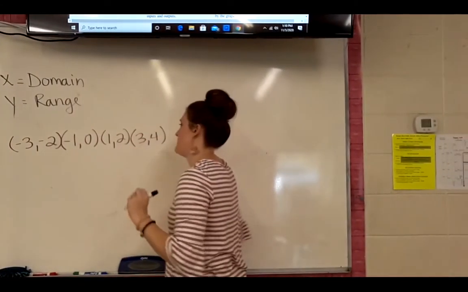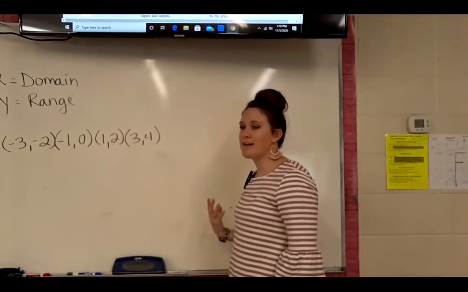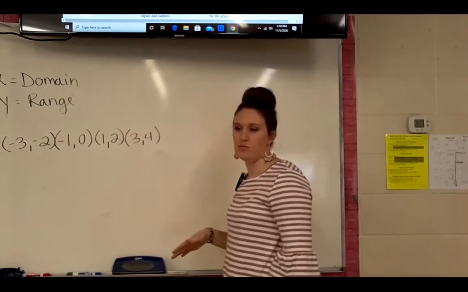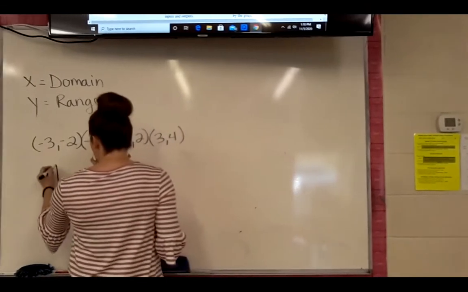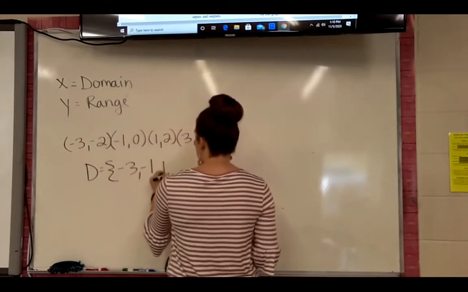So write those down. What it means by domain and range is go back and tell me those values. But if we have any that are repeating, you don't write them more than once. So my domain, I have -3, -1, 1, and 3.